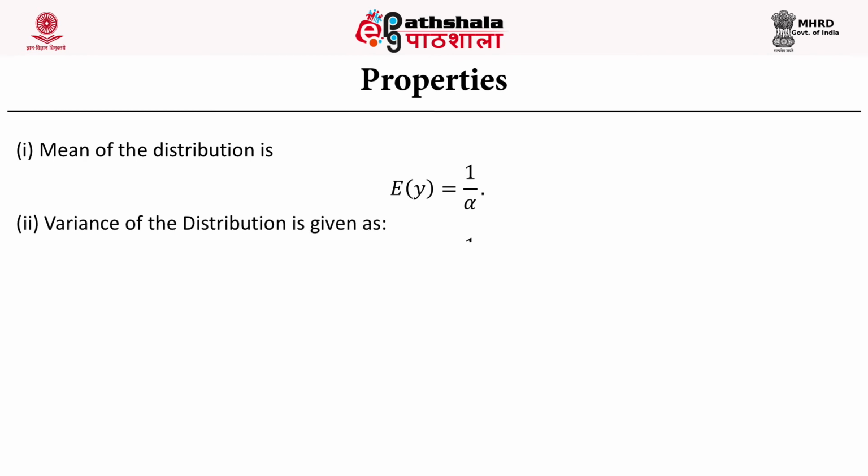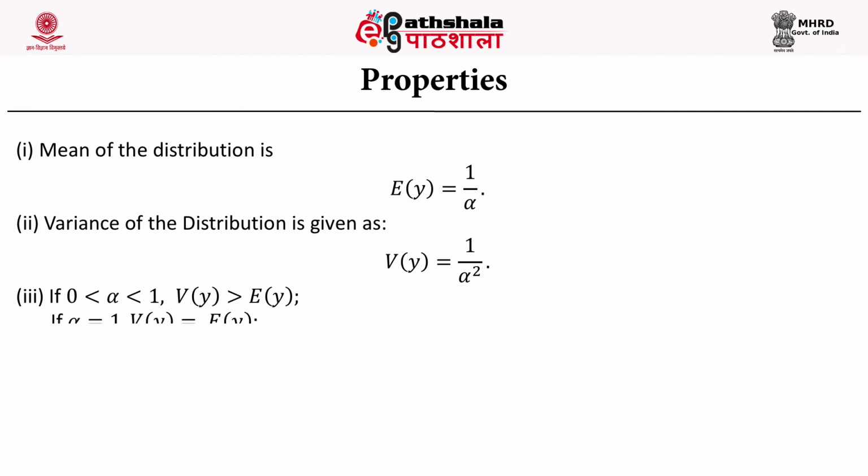Some of the properties of the exponential distribution are given here. The mean of the distribution is equal to 1 upon alpha, and the variance of the distribution is given as 1 upon alpha square. If alpha lies between 0 and 1, then the variance of y is greater than the expectation of y. If alpha is equal to 1, then the variance of y is equal to the expectation of y. If alpha is greater than 1, then the variance of y is less than the expectation of y.